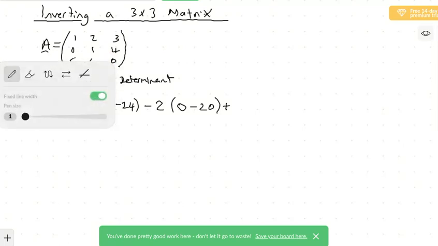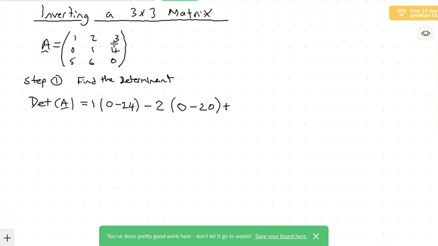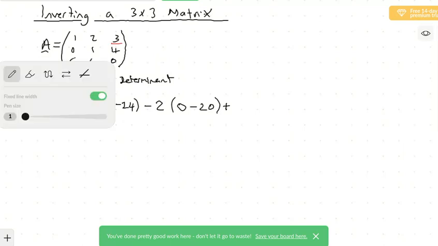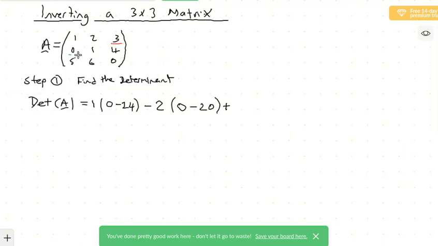So the last thing we're going to do is plus 3 times, now we're going to be working down below, 0 times 6 minus 1 times 5. That's the last element, the last entry we need to consider. So 3 times by 0 minus 5. Okay, so even just finding the determinant is a long process. It's very easy to make a sign error. It really is in this topic. We get minus 24 plus 40 minus 15.